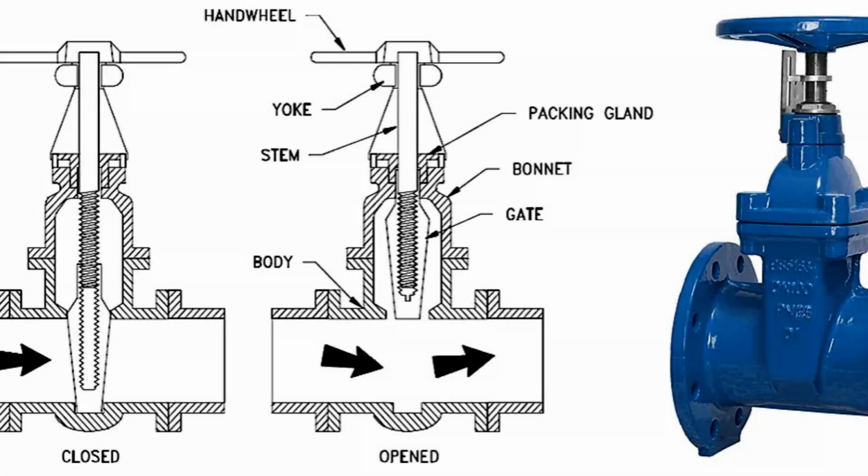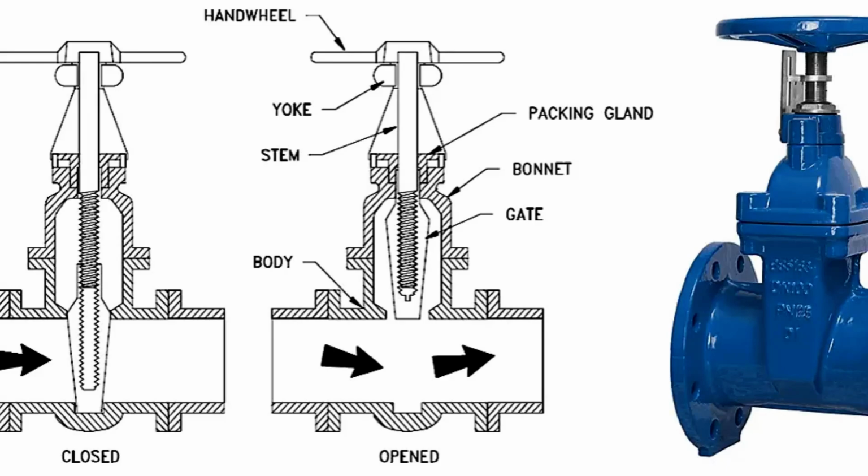Let's now look at how a gate valve works using this diagram. On the left side, the valve is closed. You can see the gate is fully lowered, blocking the flow inside the pipeline. On the right side, the valve is open. The gate has moved upwards, allowing full unobstructed flow. The hand wheel at the top is manually turned to raise or lower the stem. This stem is connected to the gate, so turning the wheel moves the gate vertically.